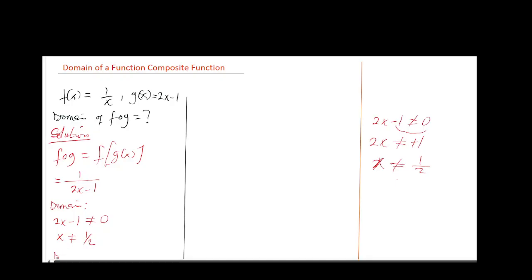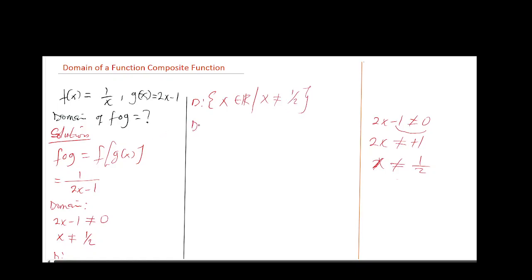How do we now write out the domain? Starting with set notation. x is a set of all real numbers, but x cannot equal 1 all over 2.